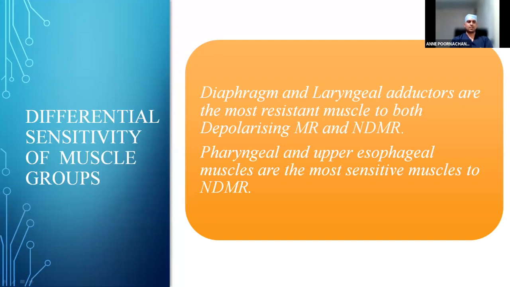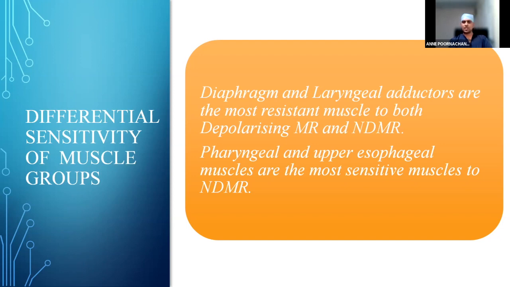So, differential sensitivity of different muscle groups. Diaphragm and laryngeal adductors are the most resistant muscles to both depolarizing and non-depolarizing muscle relaxants. Whereas the pharyngeal and upper esophageal muscles are the most sensitive to non-depolarizing muscle relaxants. This is the reason, if you want to maintain a deeper level of neuromuscular block, the diaphragm and laryngeal adductors have to be paralyzed. The muscle that closely parallels these muscles is the corrugator supercilii of the eye.